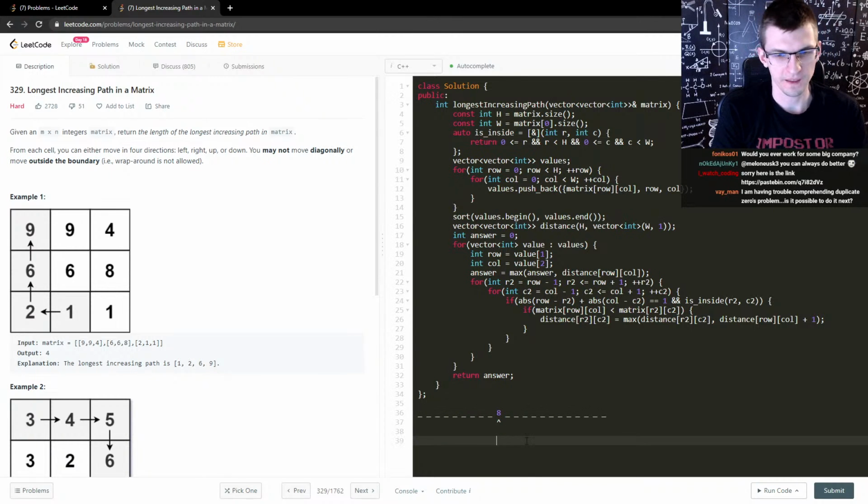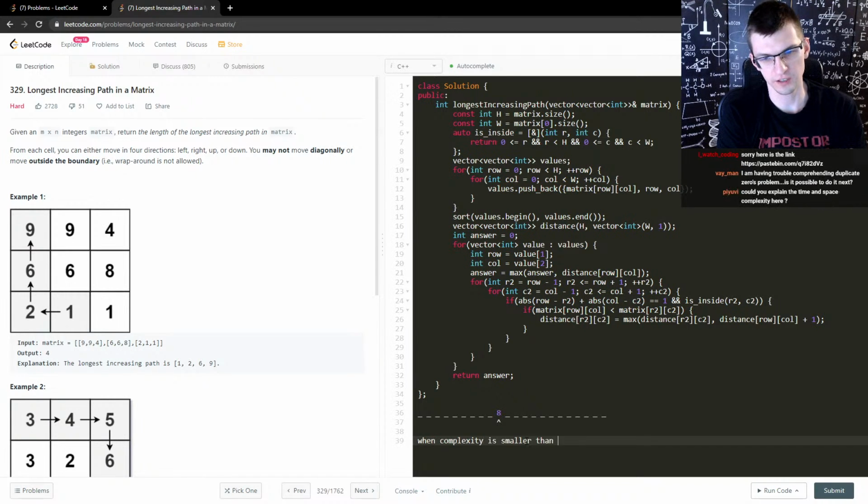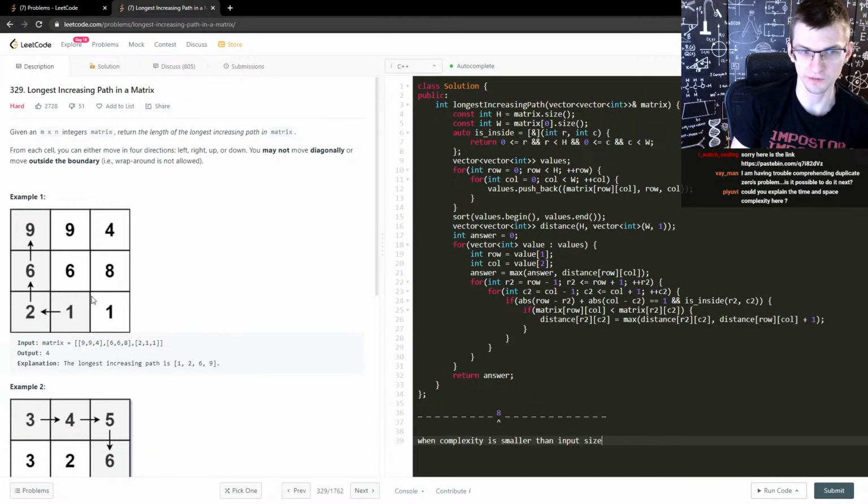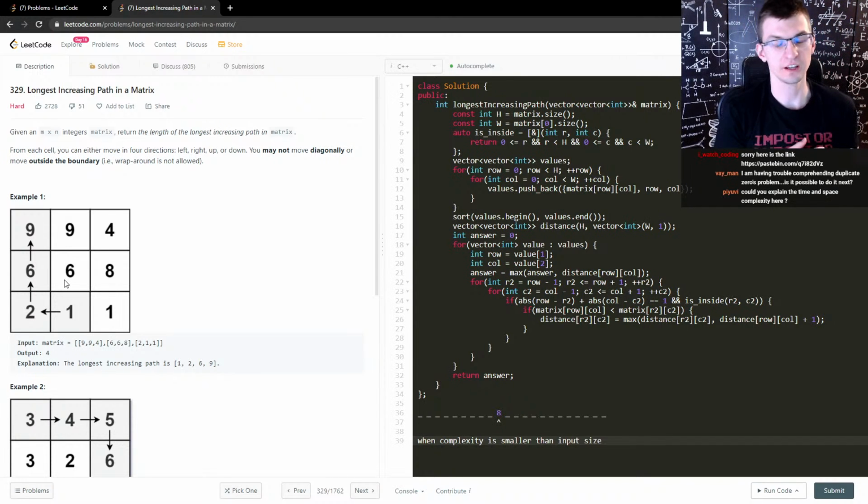This is a case when complexity is smaller than input size, but it's a very rare case. Most of the time, like 95% of the time, like here, we need to check every value because it can affect the answer. It's not that after checking some value we know that some other part of the grid doesn't matter. And then the complexity must be at least the size of the grid, so height multiplied by width.